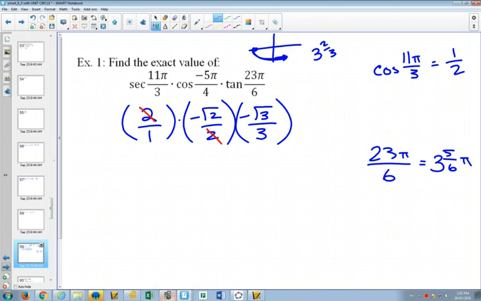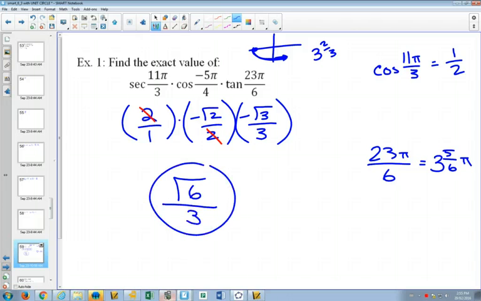Now we just need to simplify our fraction. These 2's will cancel out. Negative times a negative is positive. Root 2 times root 3 will be root 6 over 3.